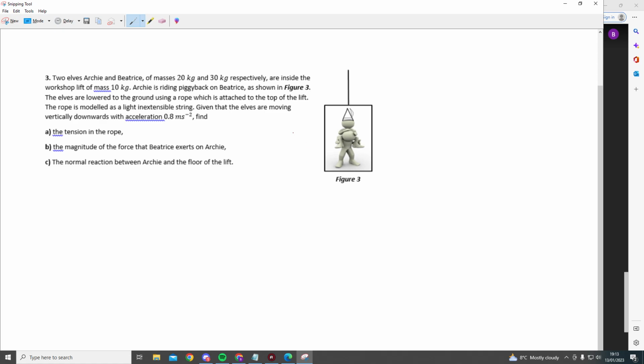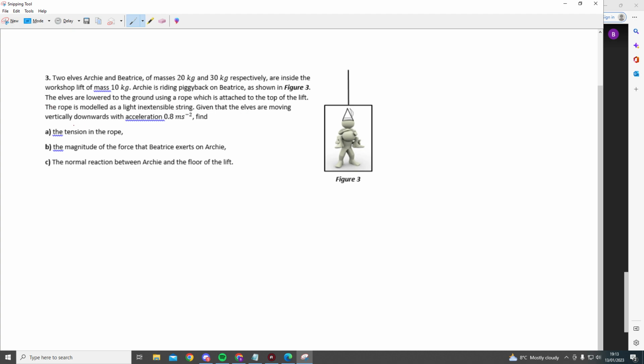Okay guys, time to do a lift question. So, two elves, Archie and Beatrice, of masses 20 kg and 30 kg respectively, are inside the workshop lift of mass 10 kg. Archie is riding piggyback on Beatrice as shown in figure 3. The elves are lowered to the ground using a rope which is attached to the top of the lift. The rope is modelled, okay.